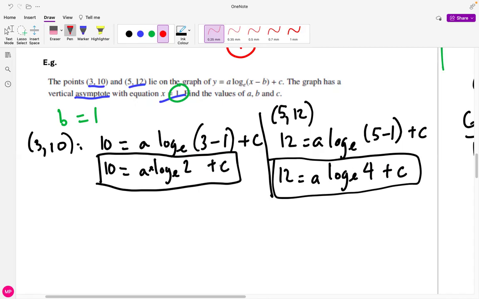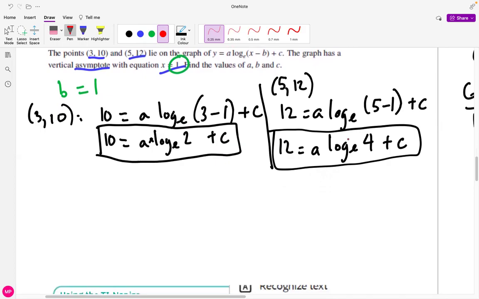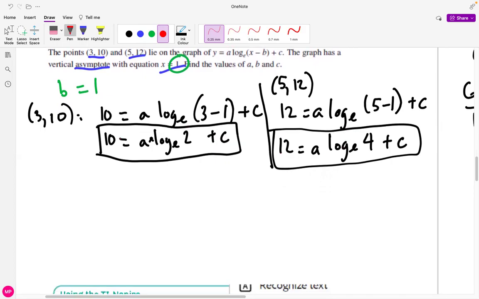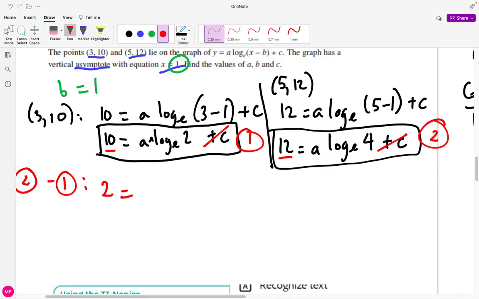So you have plus C, plus C. I know if I take away them, the C will go away. Now, because 12 is bigger than 10, I will do the right-hand side equation take away the left-hand side. So let's call this 2 and 1. I will do equation 2 minus equation 1, okay? So 12 minus 10 gives you 2. C and C will get rid of themselves. A log A of 4, I write again, take away A log A of 2, right?